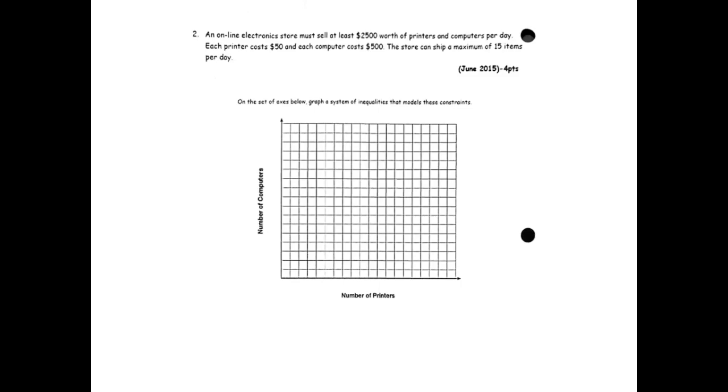An online electronics store must sell at least $2,500 worth of printers and computers per day. Each printer costs $50 and each computer costs $500. The store can ship a maximum of 15 items per day, maximum. Okay, so on the set of axes below, graph a system of inequalities that models these constraints.